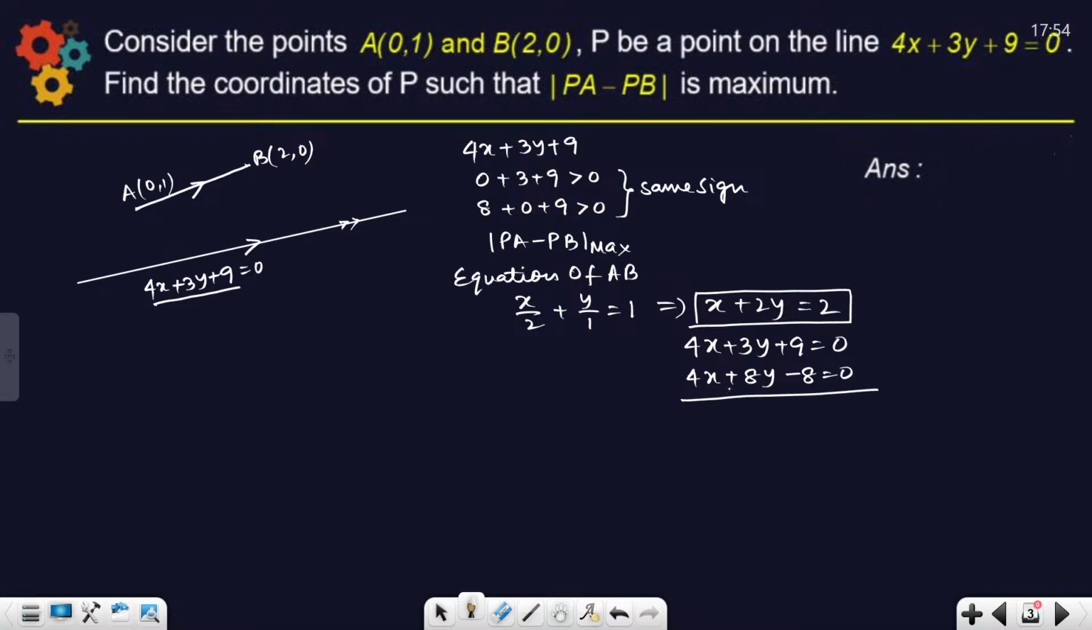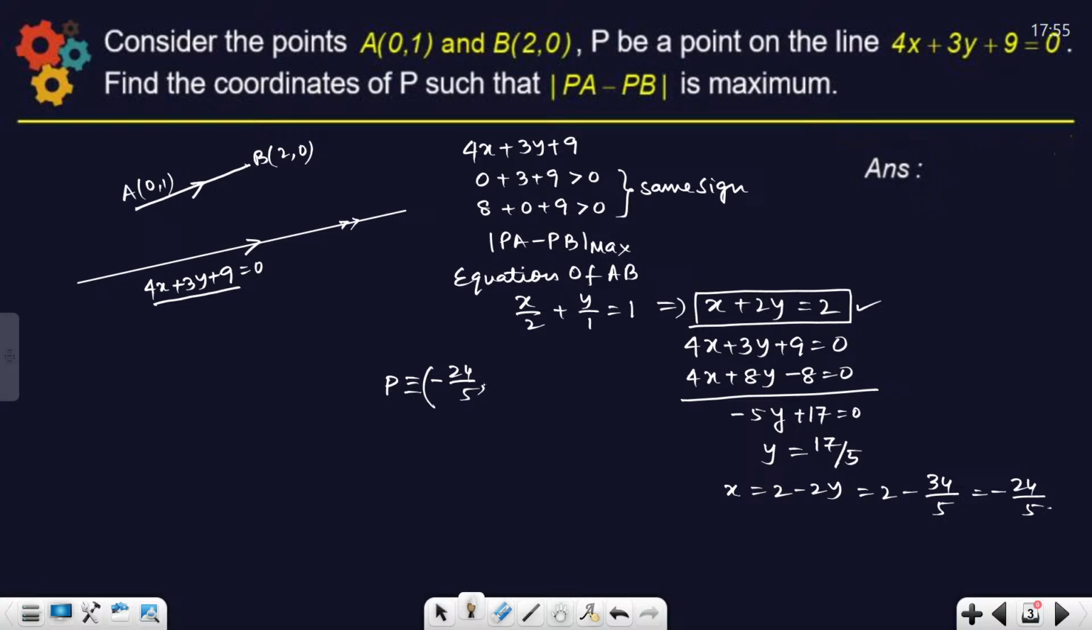Now, if we subtract, from here we get y as 17 over 5. Now, if y is 17 over 5, let me put it here. 2 minus 34 over 5, so that gives us minus 24 over 5, correct? Therefore, the coordinate of P is (minus 24 over 5, 17 over 5). That's it. Is it clear? So this is our required point.